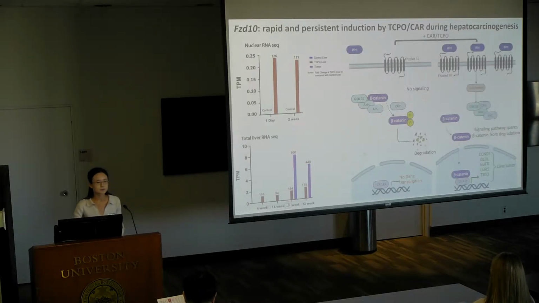So what is Frizzled-10? Frizzled-10 is a receptor of the Wnt pathway. We can see right here, when there's no Wnt signaling, the beta-catenin will get degraded, so no genes are opened up. However, when Wnt binds with Frizzled-10 under TCPOBOP exposure, the beta-catenin signaling pathway will spare the beta-catenin from degradation. So there are many genes involved in liver tumor that will be transcribed.